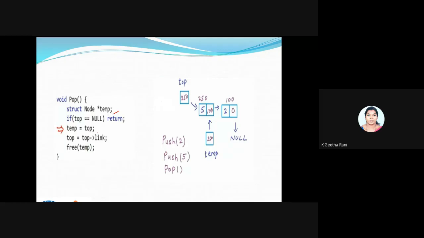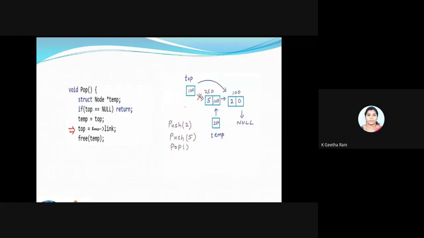Otherwise, my first line is temp equal to top. What I'm doing here is putting my top address into my temp. This makes a link. I'm just creating a temporary to make a link like this. This is the first line, temp equal to top. What is the next one? The next one is top is equal to top of link. I can also write it like this: top is equal to temp of link. So I'm having a temp link like 100, and I'm putting this temp link value into my top.